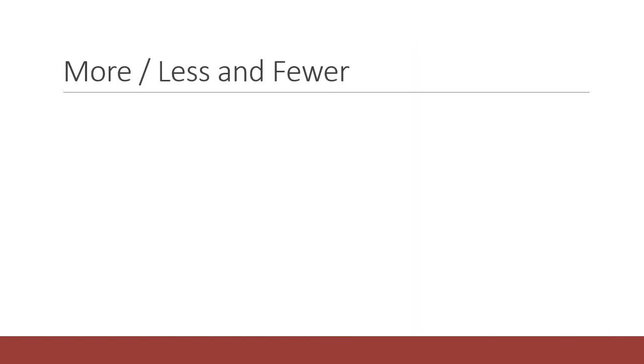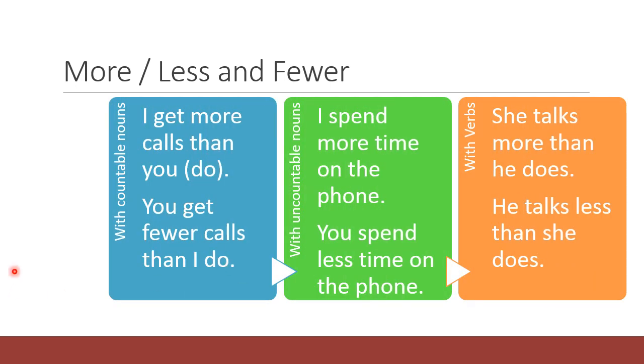Now we're going to review more, less, and fewer. With countable nouns, we can say, I get more calls than you do. Okay, so here we use more before the noun, more calls. Or you can say, you get fewer calls than I do. So remember that in this unit we work with the comparative, so more is the word that we use to compare, and few is the adjective plus er, we get the comparative. So more calls and fewer calls.